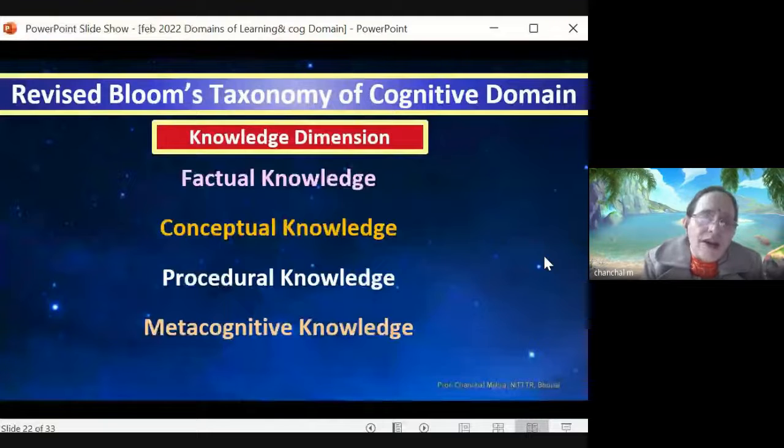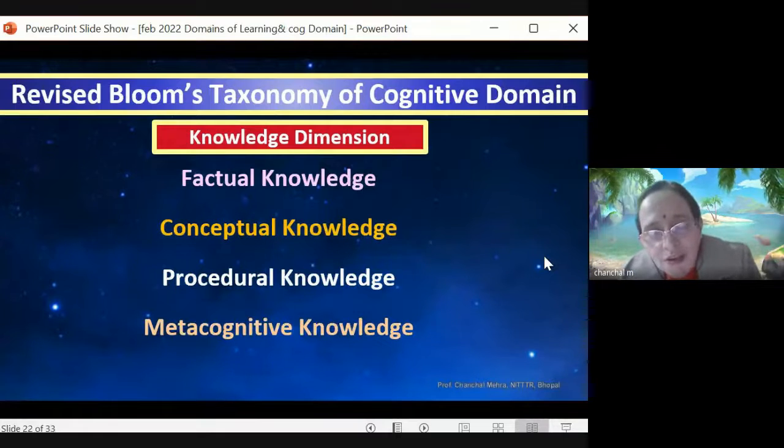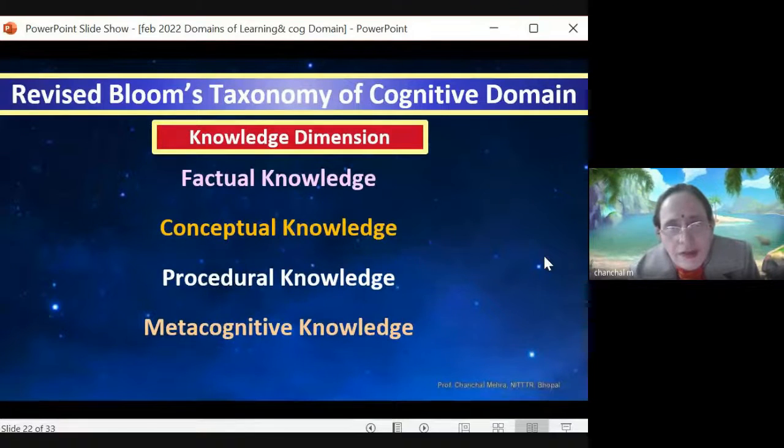Now, in the revised Bloom's taxonomy, the knowledge dimension has been divided into 4 different categories, as shown in this particular slide: factual knowledge, conceptual knowledge, procedural knowledge, and metacognitive knowledge. How many of you are aware of these categories of knowledge? Are you aware of these categories of knowledge?